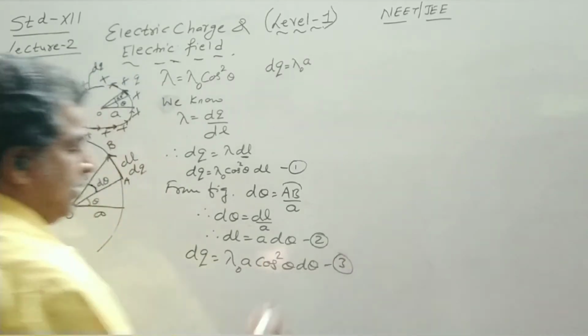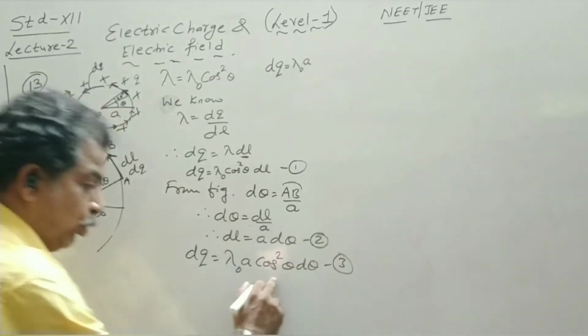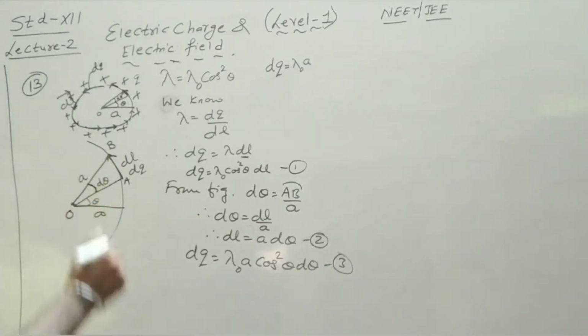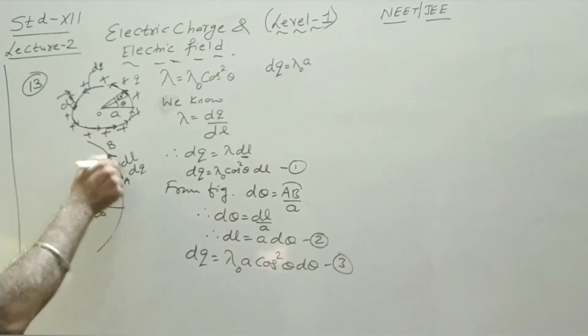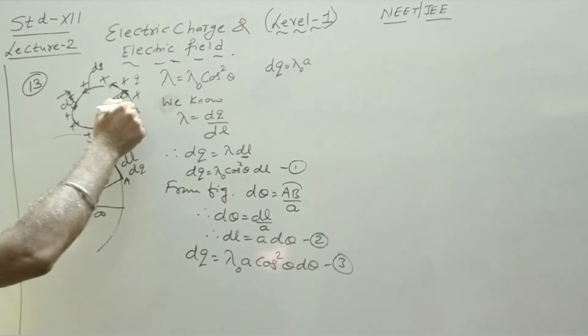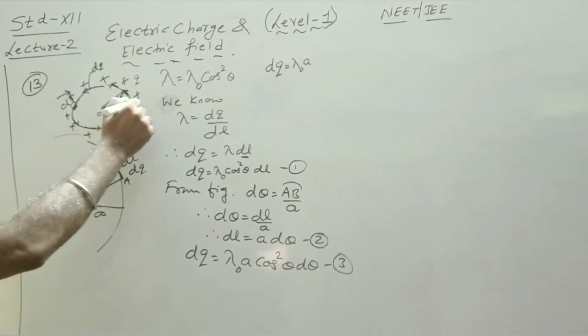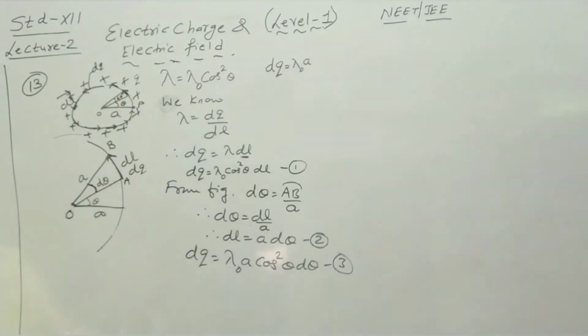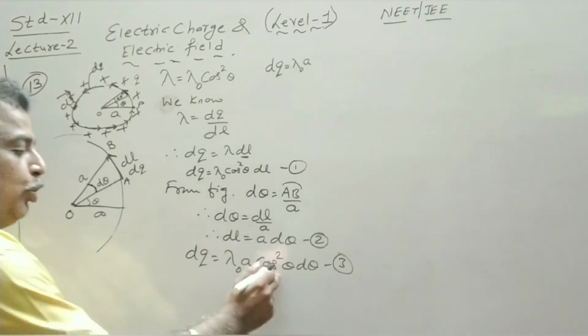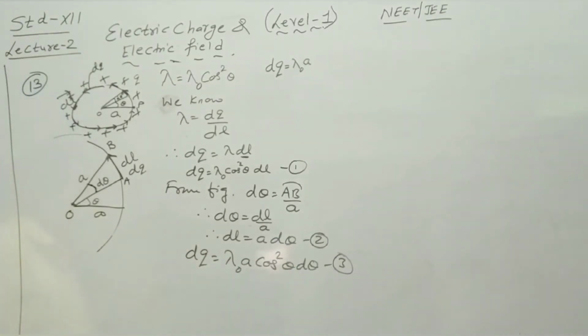So the equation is converted into theta. Now if I move on a circle from this point, say point P, then theta is 0, and after completing one circle or the circumference, the limit becomes 0 to 2 pi radian.